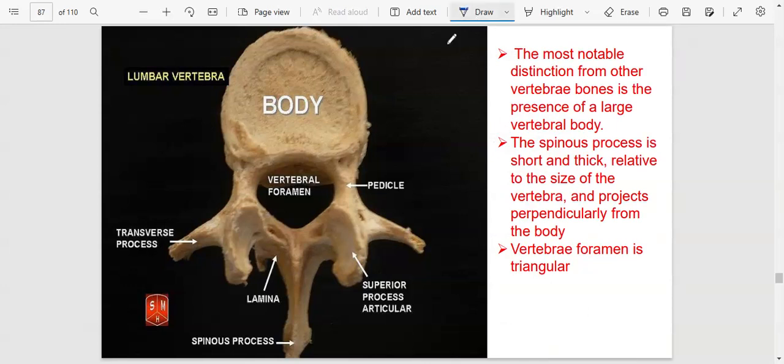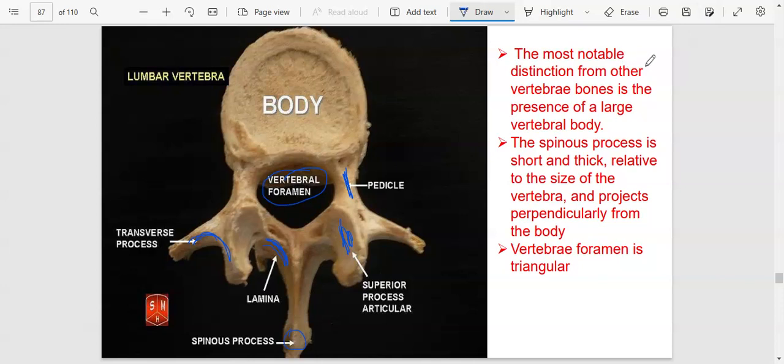So this is the structure of a typical lumbar vertebra. There's a body, there's a pedicle, which is this region, and then there's a superior articular process. There's a lamina, this region between the spinous process and the articular process. And then there's also the transverse process, this part that comes outside. And then we also have the spinous process. Of course, there's also a vertebral foramen. Also here we don't have a transverse foramen.